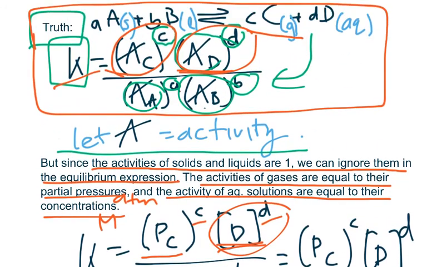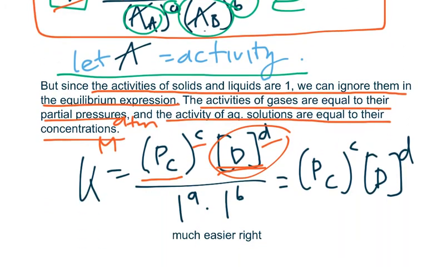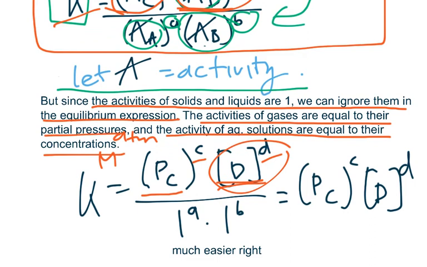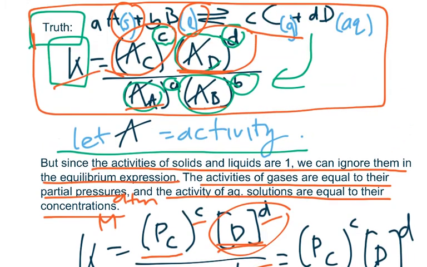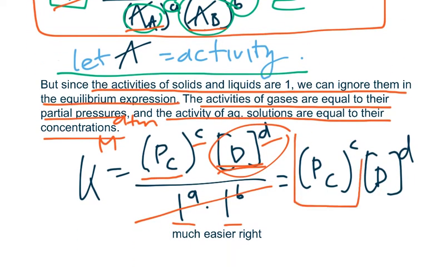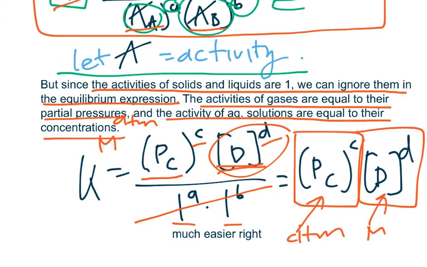Now, what about our solids and liquids? Well, the activities of solids and liquids are going to be 1, so we plug in 1 for A and B, and we know that anything to the 1 is going to be 1, so they essentially just disappear. In the end, the equilibrium constant for this reaction up here is going to be the partial pressure of C to the C power times the concentration of D to the D power. And note your units, so this is atm, and this is molarity.